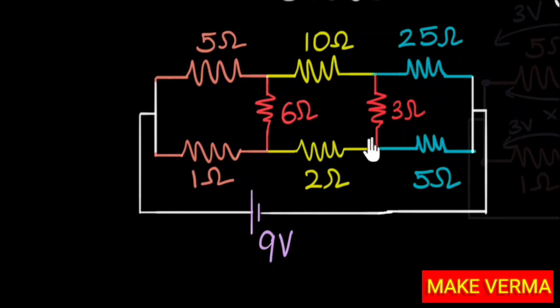What do you think about this one? Would this also be balanced? It's a more complicated circuit now, but would it be balanced? Would the current here and here also be 0? Can you pause and think a little bit about this?